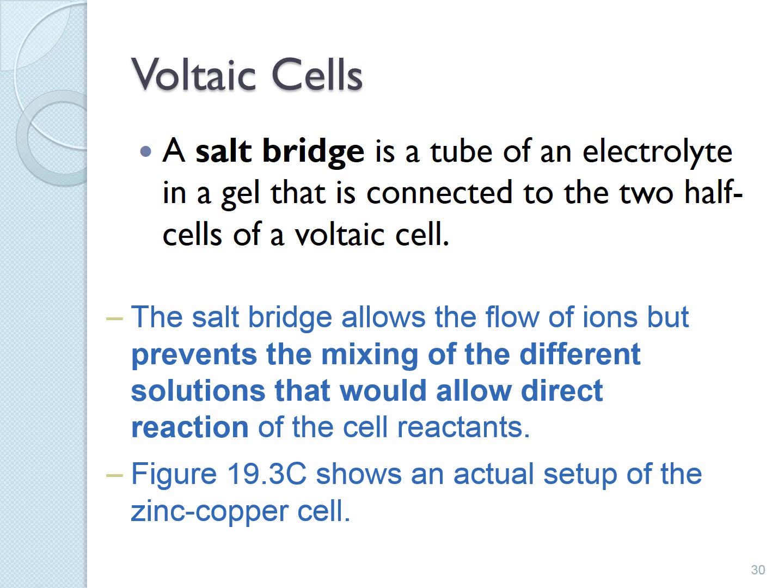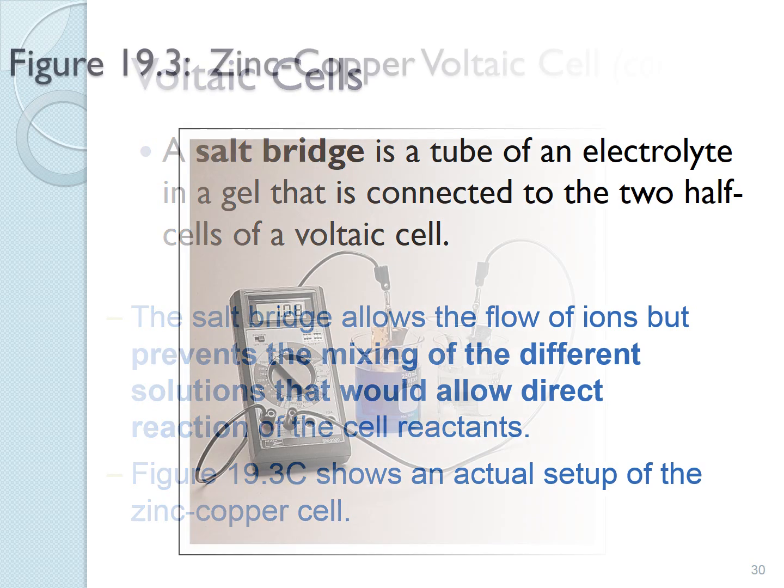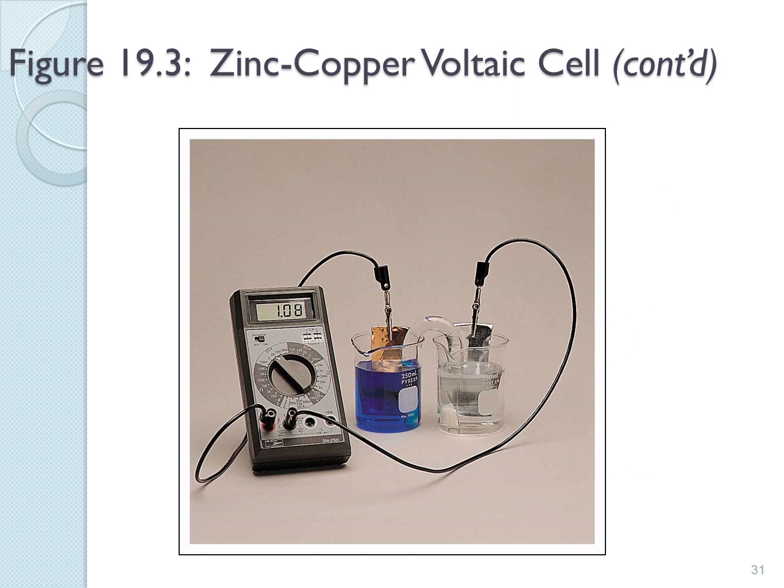So the next figure shows the actual setup of a zinc copper cell. So you can see the copper metal stuck in the copper solution, the zinc metal stuck in the zinc solution. They're connected by wires, and then you can see a salt bridge here, which is just like a U-tube, an actual U-tube that has plugs in them and has salt inside them, a salt solution.